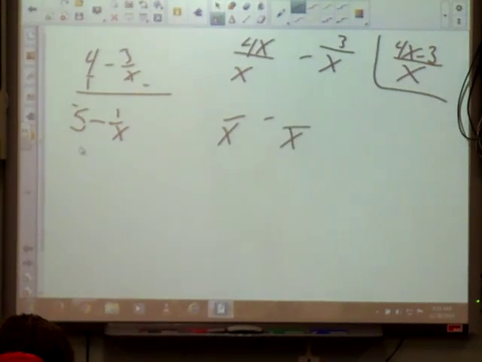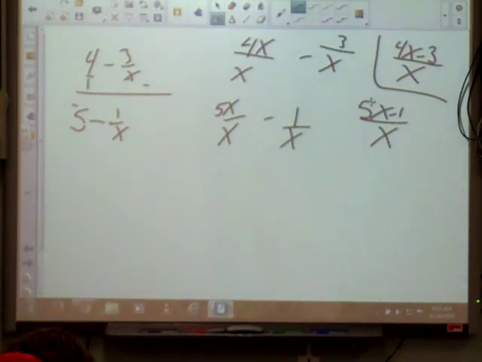Minus. All right. What do I need to multiply the 5 by? X. Good. What do I need to multiply the 1 by? Nothing. Good. So now, since my denominator is x, I can put that 1 times 5x minus 1. So there's my new denominator.